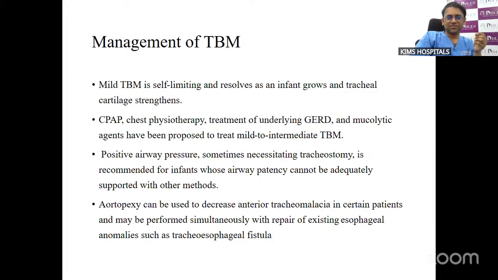So how do you manage it? Mild TBM is self-limiting and usually improves as the infant grows and the tracheal cartilage strengthens, like in premature babies with bronchopulmonary dysplasia. These babies might require CPAP and chest physiotherapy, and any GERD also needs to be treated. You can give a mucolytic agent to prevent obstruction. Sometimes a tracheostomy is needed for a prolonged period so we can provide good positive pressure. Aortopexy can be done for severe anterior tracheomalacia, where you attach the anterior trachea to the aorta.